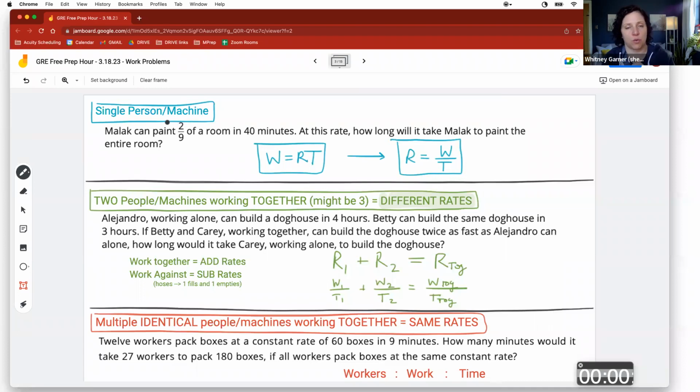If we are in one of these weird questions, pretty rare, where they're working against each other, we would use subtraction. And if we've got a scenario where we've got multiple identical people or machines, we're going to do this 2 at a time. So again, I'll make that note, move 2 at a time, rate, or kind of this rate ratio. It's a little weird. I can move workers and work together, I can move work and time together, or I can move workers and time together, depending on if they're moving together or in opposition, for those when we've got lots of identical machines.